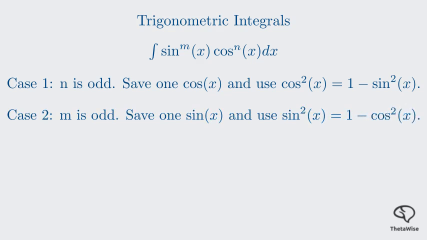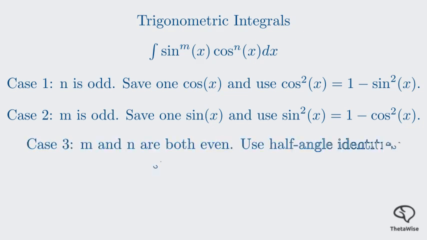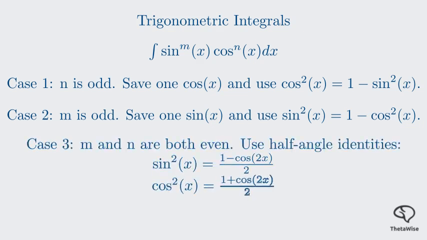Case 3. If both m and n are even, we use the half-angle identities. Sine squared of x equals 1 minus cosine of 2x over 2, and cosine squared of x equals 1 plus cosine of 2x over 2. If both are even, we use the half-angle identities to reduce the powers.